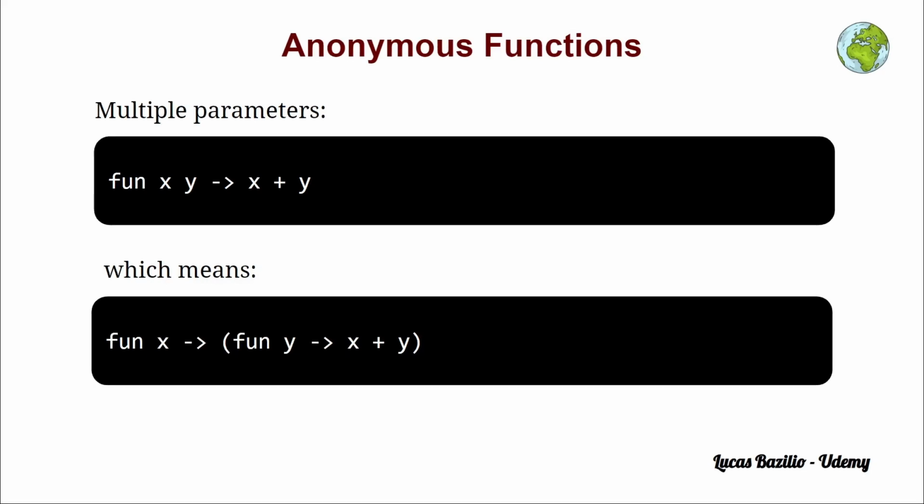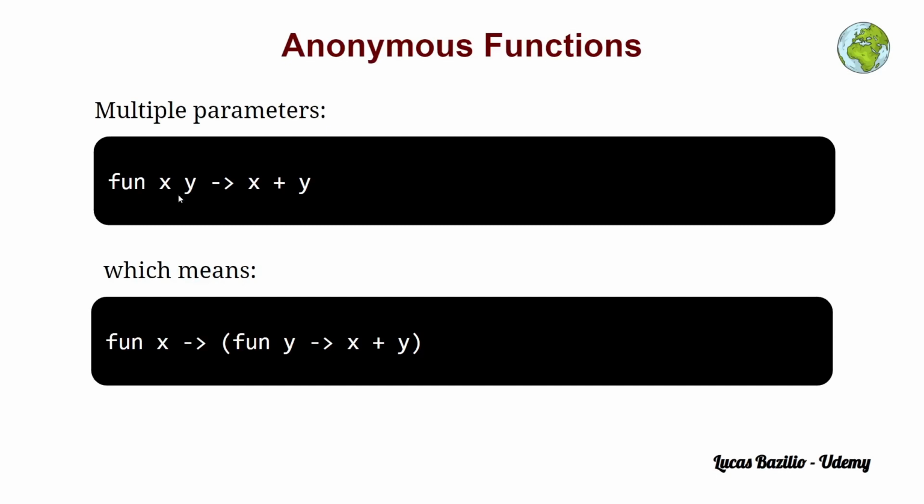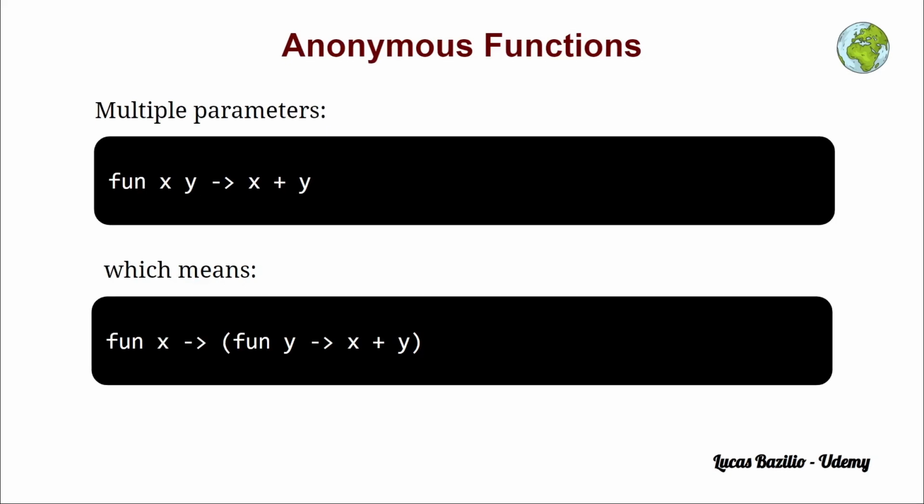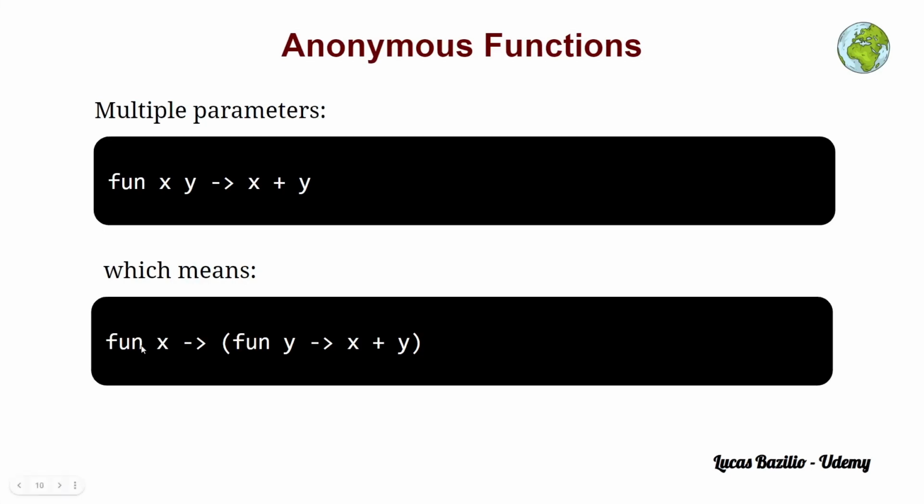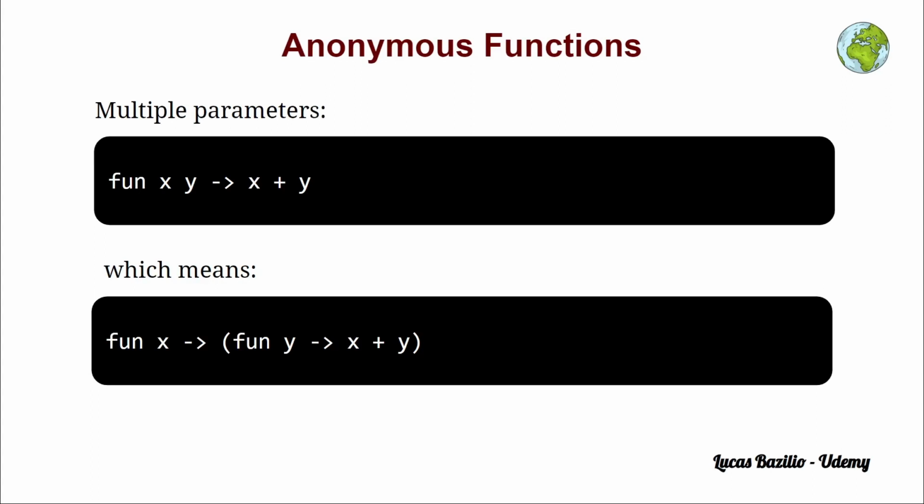Now, of course, OCaml programmers usually define anonymous functions having multiple parameters using this first way, which is quite more concise. However, it is important to bear in mind that in reality what we have is this, where each function has only one single argument.